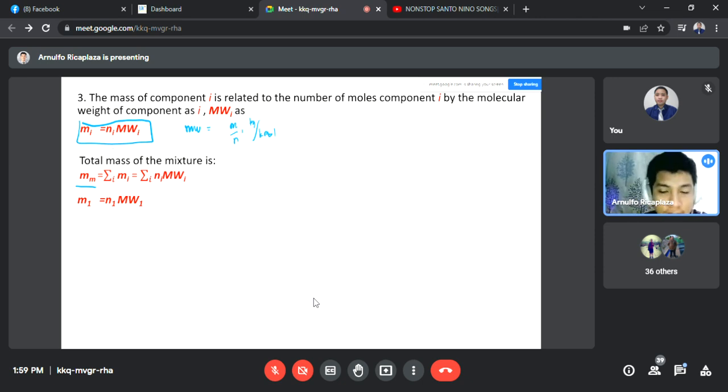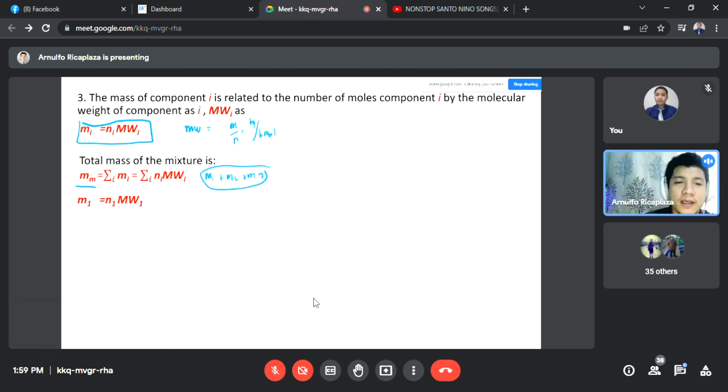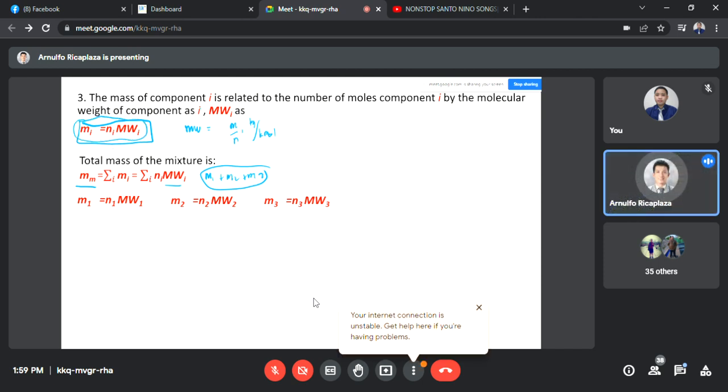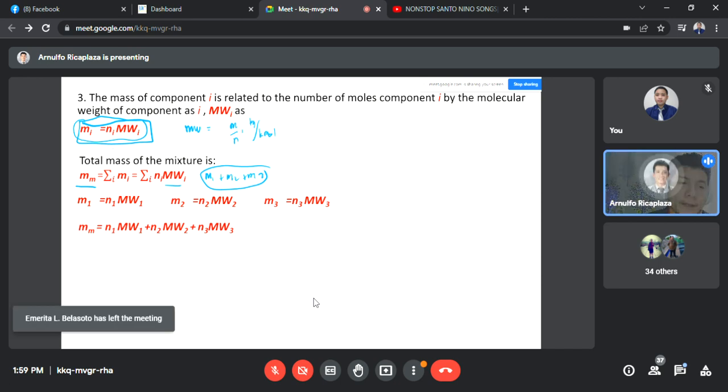We know that the total mass is M1 plus M2 plus M3. But what if the molecular weight is given? Then we use this formula. So that we don't get confused, sometimes we forget the unit of the molecular weight. So we just add everything.